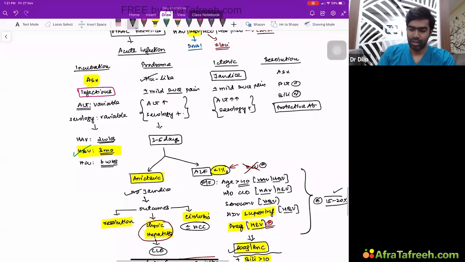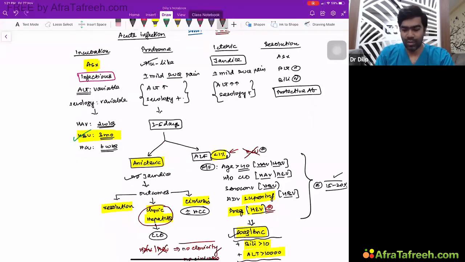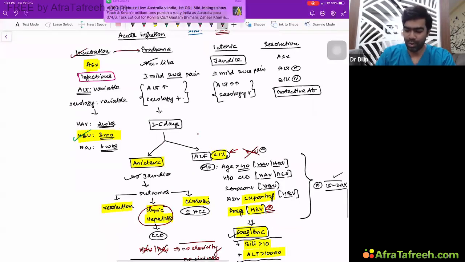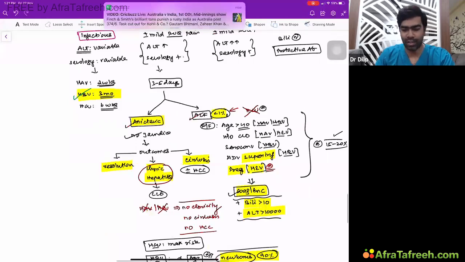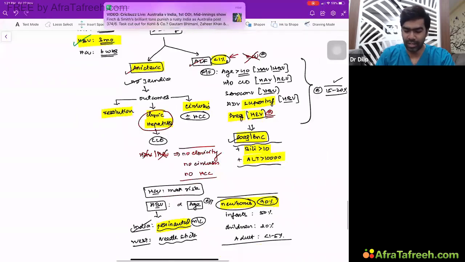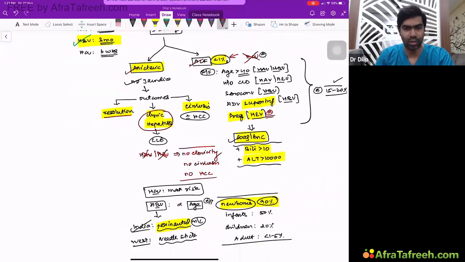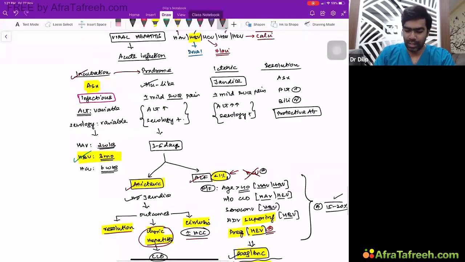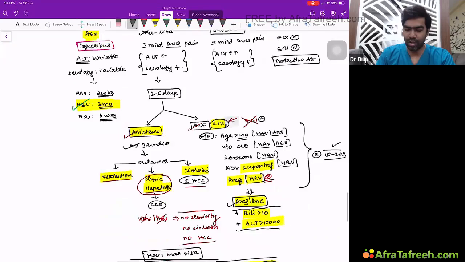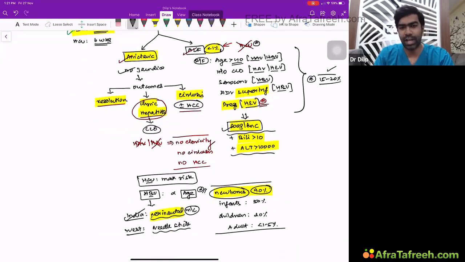Remember, it's not that all patients will go through all 4 phases. Some patients may have incubation and prodrome, and from the prodrome itself they will go towards an anicteric phase or ALF. From the anicteric phase, they can either resolve, which is the most common route, or go on to chronic hepatitis, or to cirrhosis. Or, more classically, from the prodromal phase they can go on to the icteric phase and then back to the resolution phase, which is also quite common. But the majority of the time it is the subclinical infection, the anicteric phase.